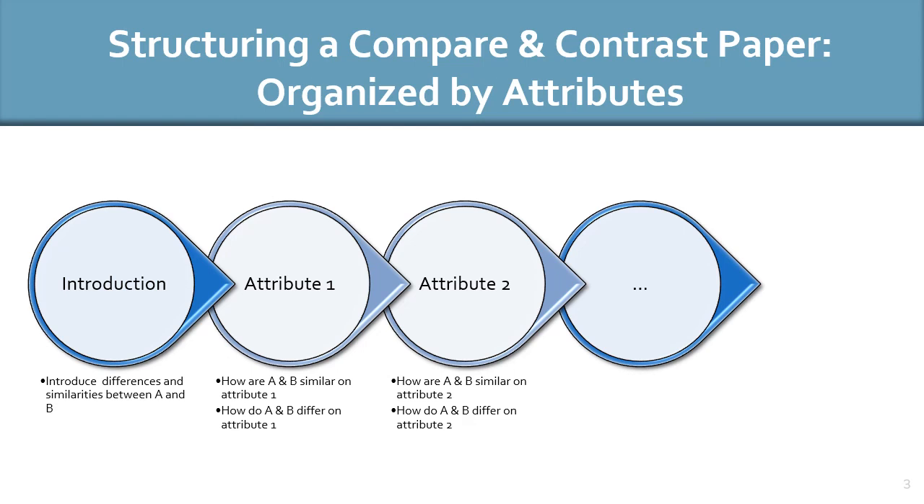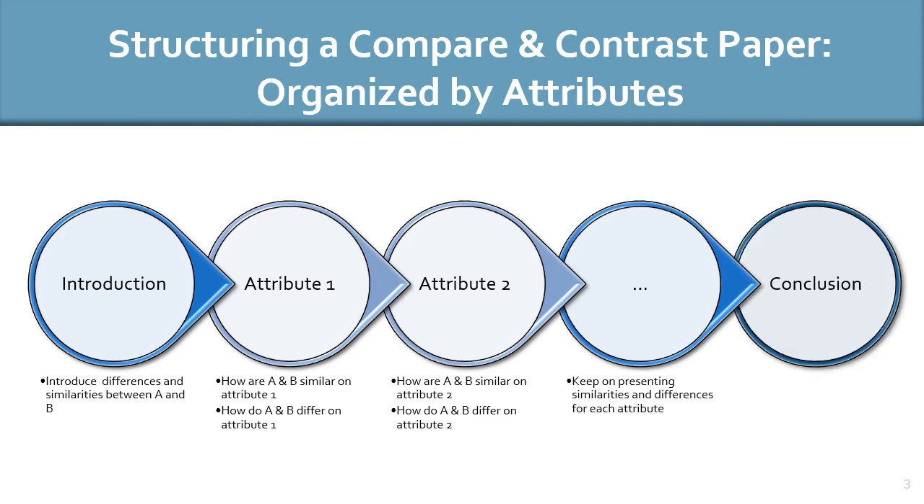And you'll keep on going through each attribute or each trait that you're comparing for A and B, and then you'll end with a conclusion. So instead of organizing by all the similarities and all the differences, what you're doing is you're going attribute by attribute, and for each attribute, you're clearly describing how both are similar and both are different.